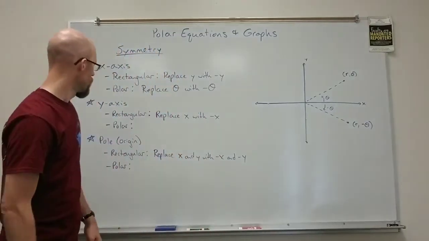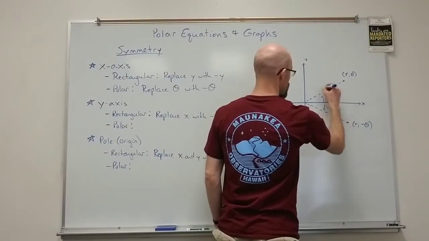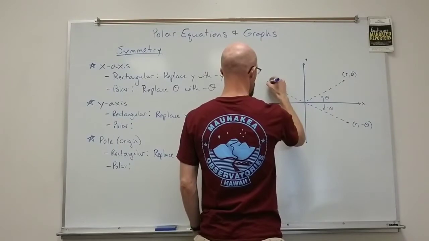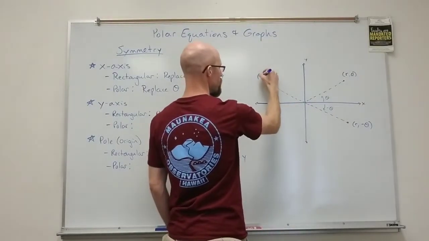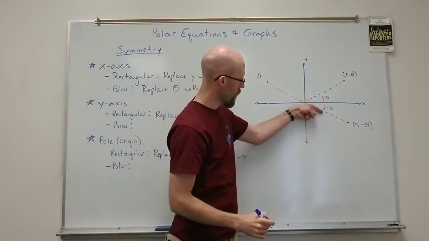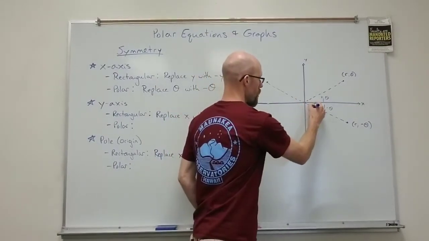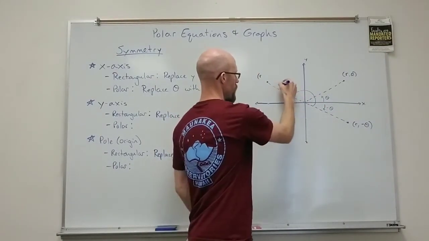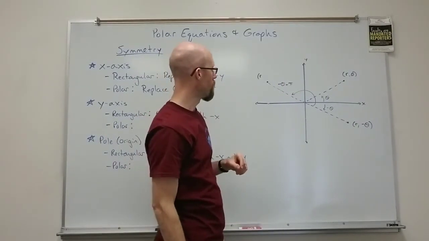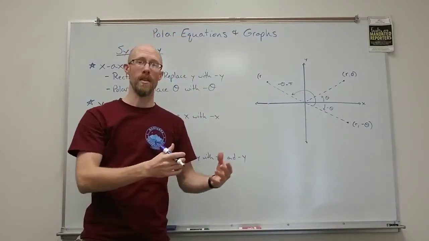And again, after simplifying, you should be able to come up with the exact same original equation. With y-axis symmetry, think about how you would get the symmetric point over here on the other side. Well, again, your radius is the same in theory. But now, instead of doing negative theta, you'd have to add pi to that, or 180 degrees, right? So it's negative theta plus pi that will get you the other angle.